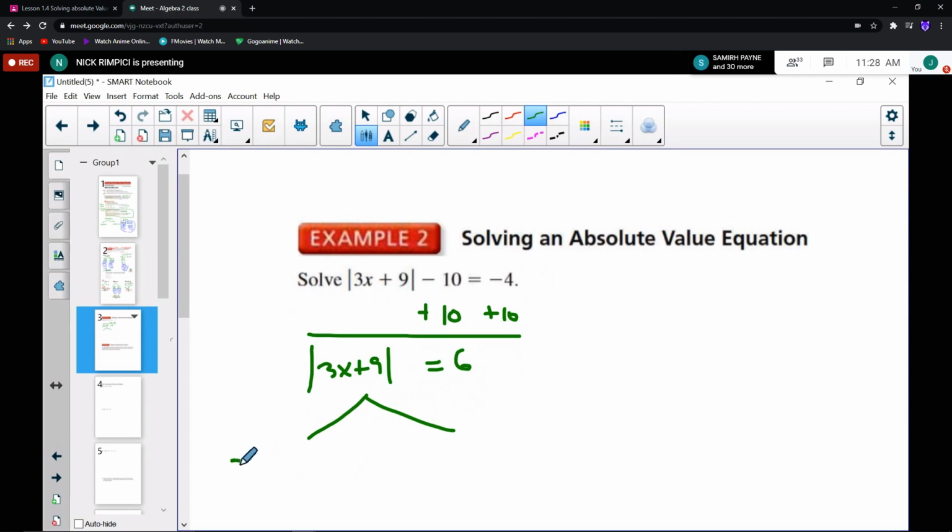3x plus 9 equals negative 6. Okay, that's the alternative. 3x plus 9 equals negative 6. I agree. And that's the right side. Yes, 3x plus 9 equals 6. Correct. So the original, you just remove the absolute value symbol: 3x plus 9 is 6. And the other one, you change the sign on the other side. You make it negative. This is perfect.